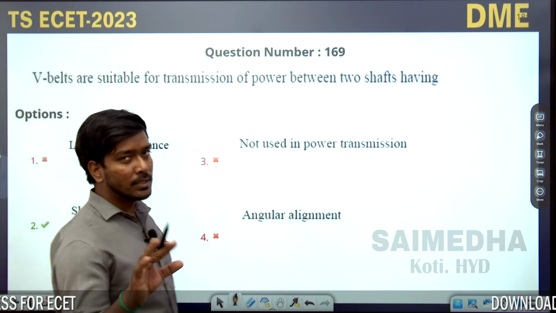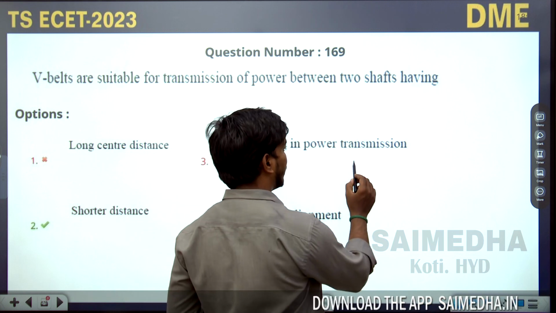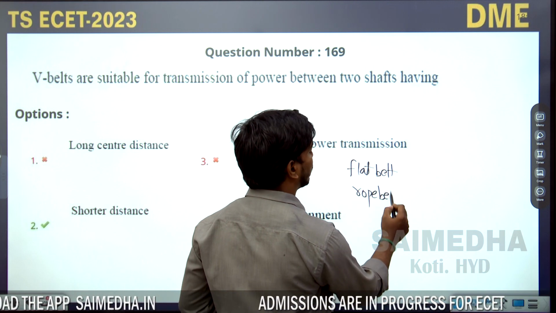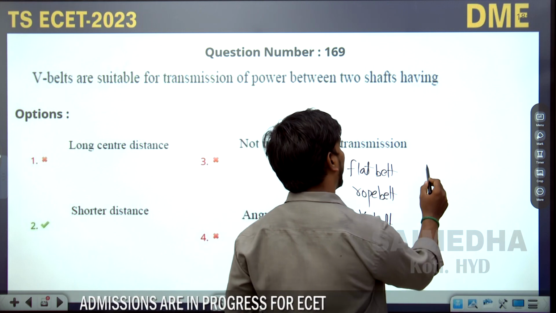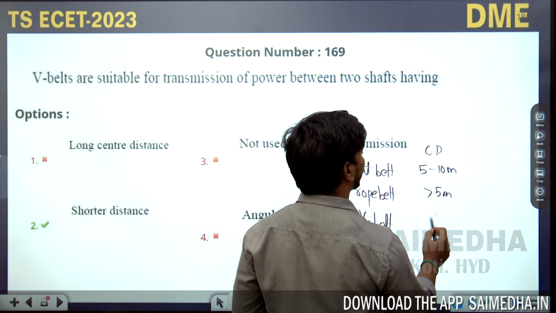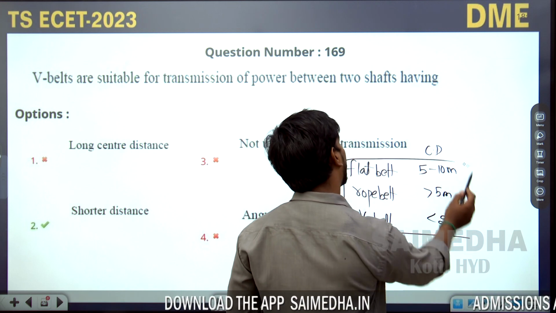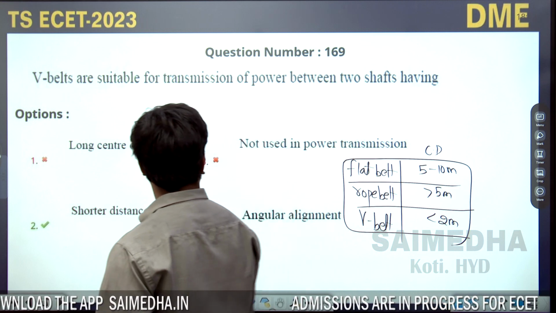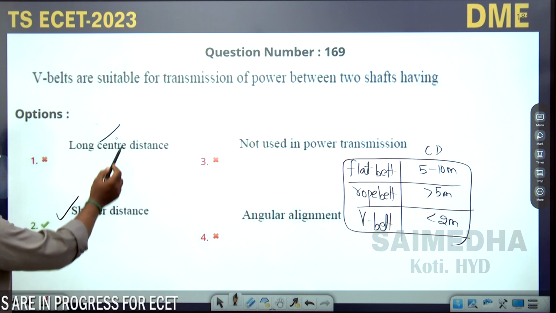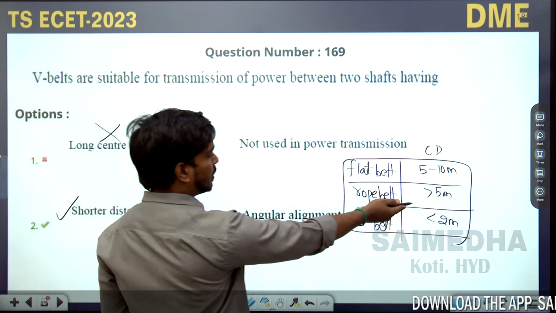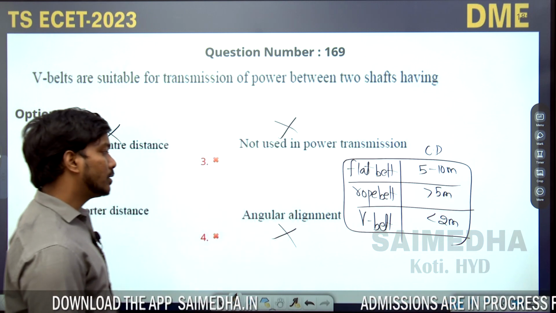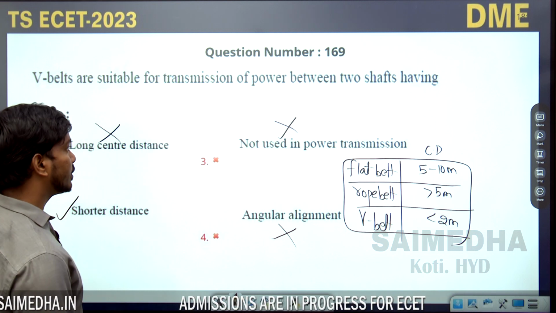Go for the next question. V belt is utilized for 3 standard points, which we discussed in the video lecture. First is flat belt, rope belt and a V belt. Flat belt center distance 5 to 10 meters, greater than 5 meters, less than 2 meters. So less than 2 meter distance is very small distance, so shorter distance is the correct answer. Long center distance is wrong. Not used in power transmission is also wrong, it is utilized in power transmission. Based on angular alignment is also wrong. So V belt is utilized for less than 2 meters, that is shorter distances.